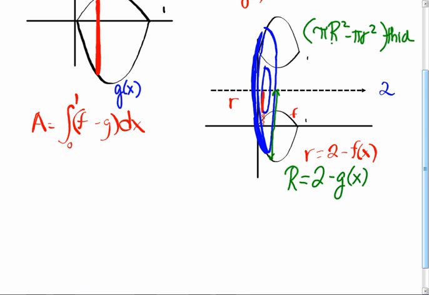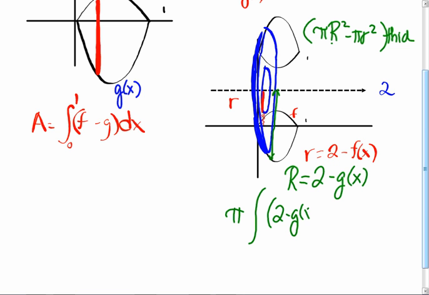Some of you are going to say, wait a minute, it's 2 plus g of x. No, g of x is a negative number, because g of x is underneath here. So g of x is always negative. So when you do 2 minus g of x, it becomes a positive number. Does that make sense? Am I right? Just blindly trust me. Okay, so it's pi, big R squared, which is 2 minus g of x.